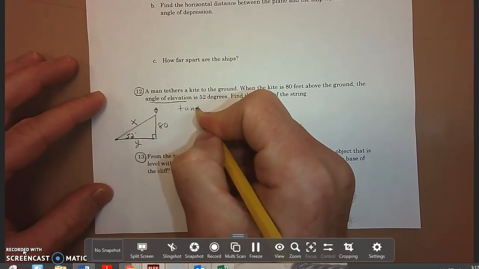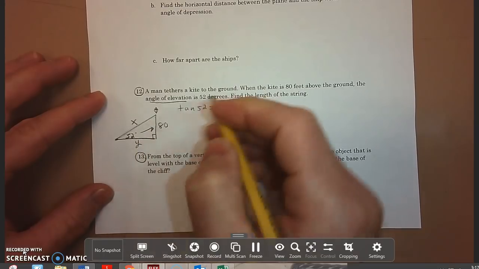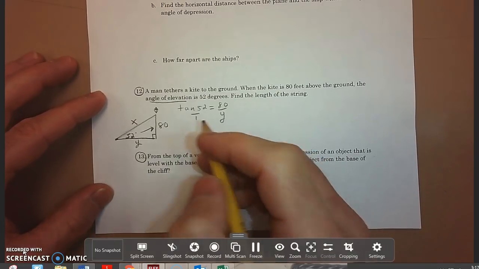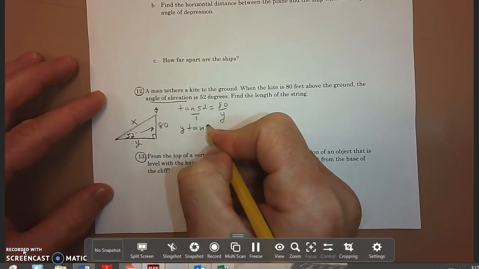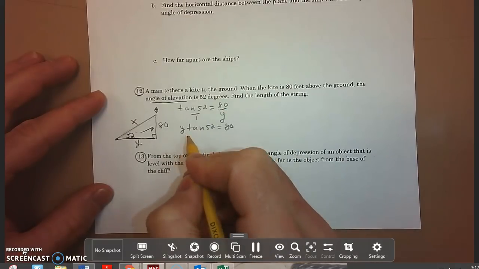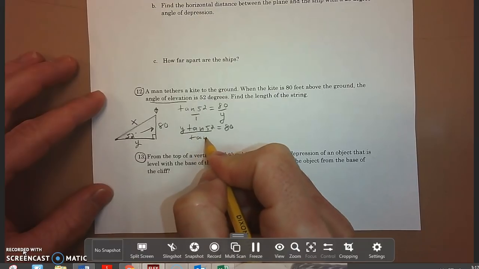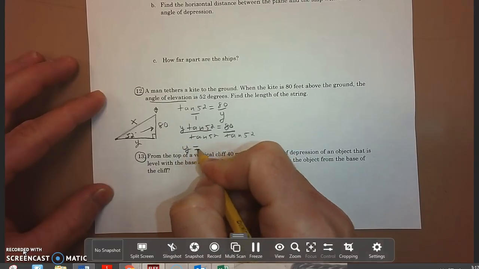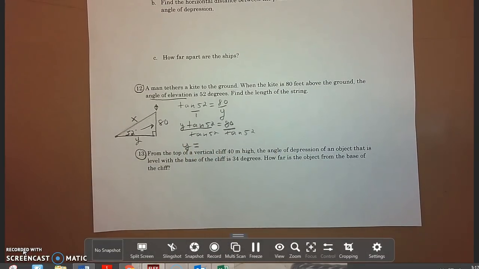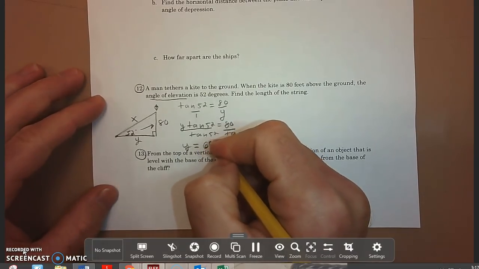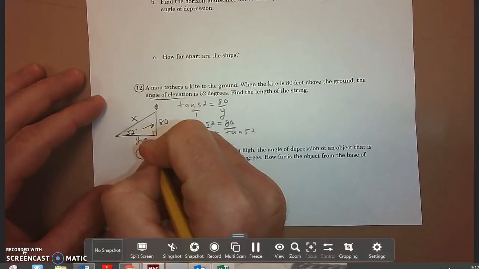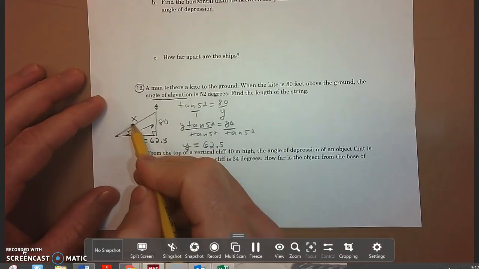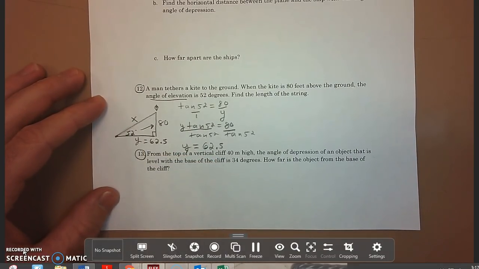So we'll do tan 52 equals the opposite, which is 80, over y. We're going to cross multiply that. We get y tan 52 equals 80. We're going to divide both sides by tan 52. That gives us y equal to, pop that in your calculator, you should get y equal to 62.5. Now how are we going to find x? We're going to have to use the Pythagorean theorem to do that.